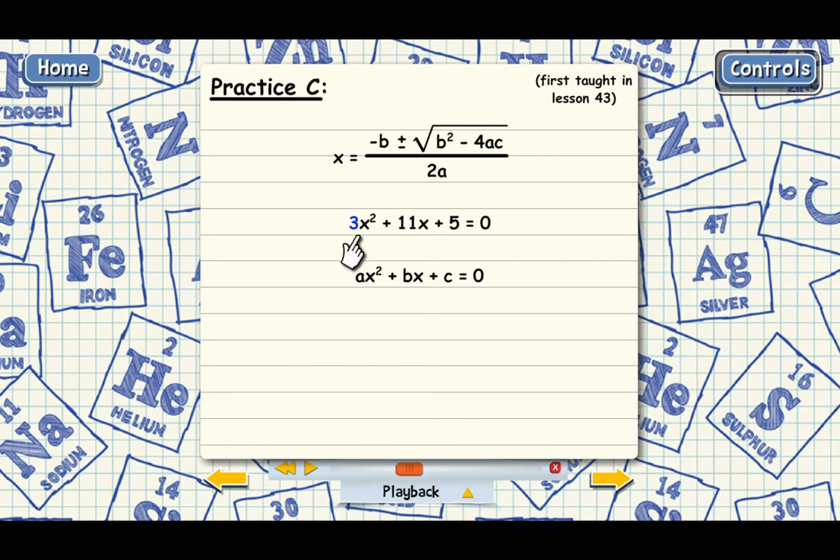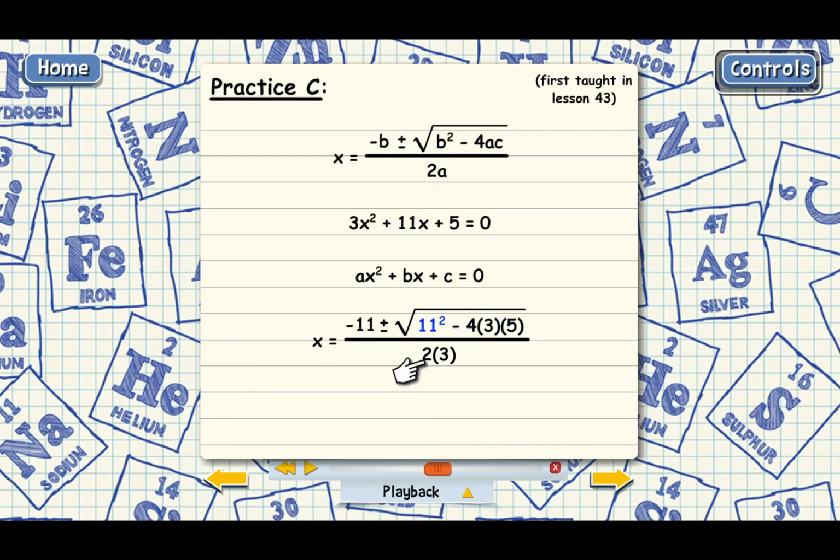So we have A is 3, B is 11, C is 5, and then we just put those numbers in for A, B, and C on the right-hand side of the quadratic formula to get this. And now all we have to do is simplify the expression on the right. Let's calculate what's under the radical sign first.